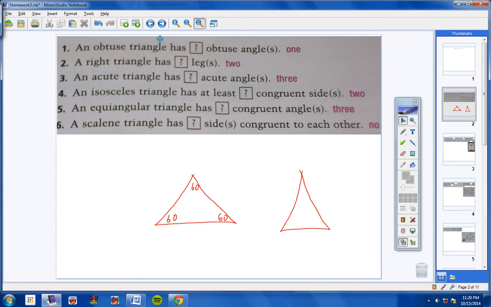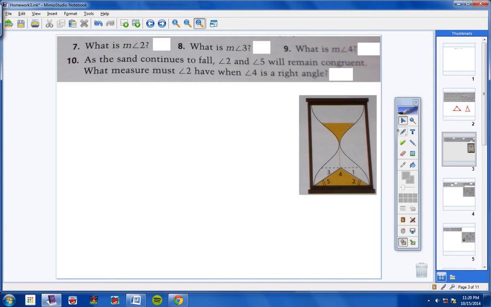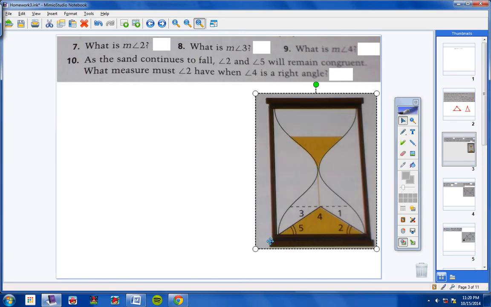Let's move on to numbers 7 through 10, using this diagram right here. What do the directions say? The measure of angle 1 is 35 degrees. So we do know that. The measure of angle 1, which is right here. Let's make it a little bigger for you to see. The measure of angle 1 here and here is 35 degrees.